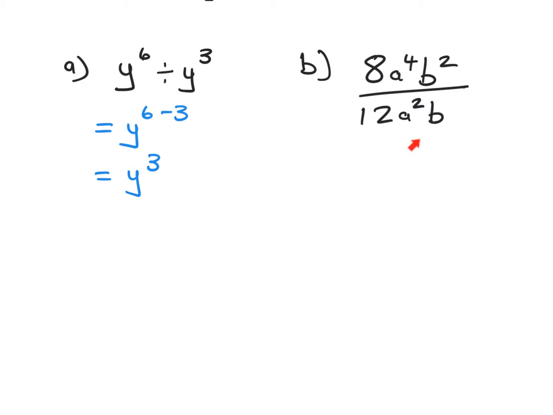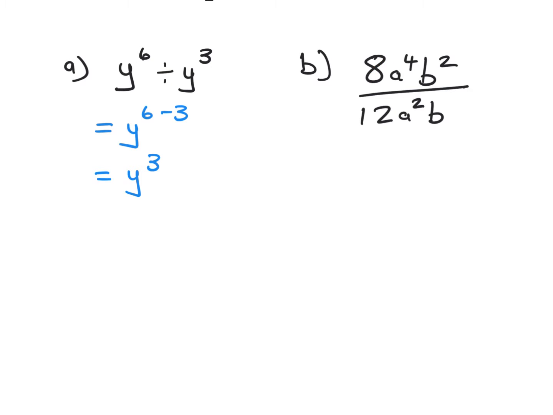Alright, how about question B? See what you can do there. Put the video on pause and come back when you're ready. Right, so we've got to be a little bit careful with these types of expressions. First of all, the 8 and the 12, they are coefficients. They're by themselves. That a is a base and that a is a base, so they're the same base, and those b's are the same base as well.